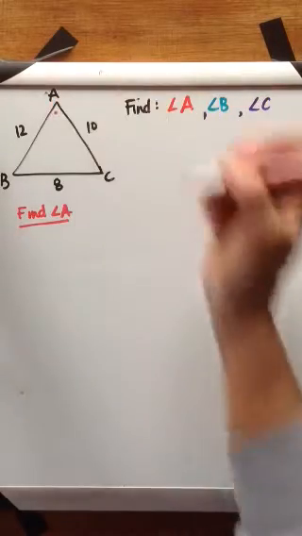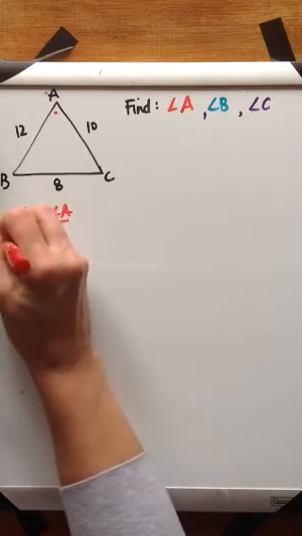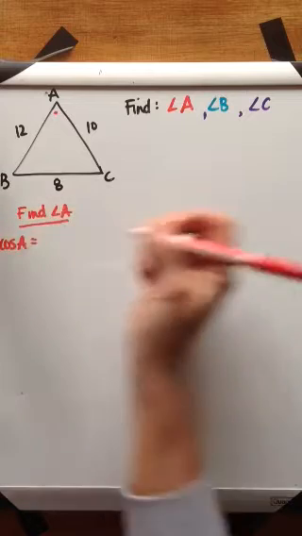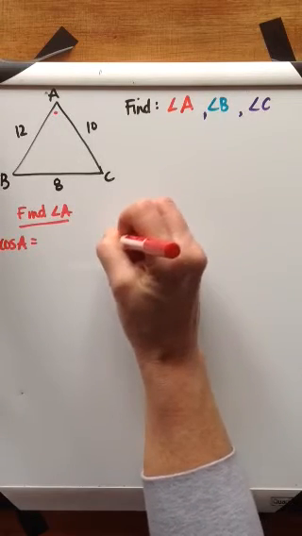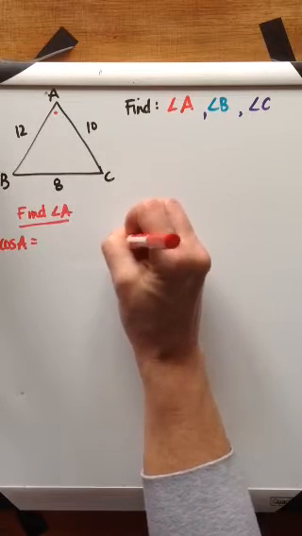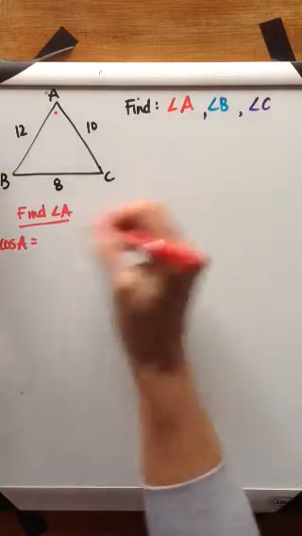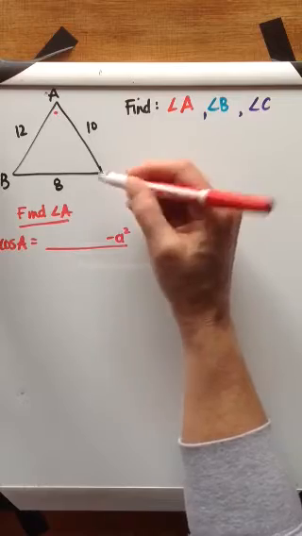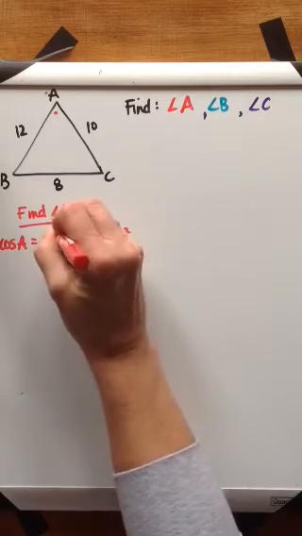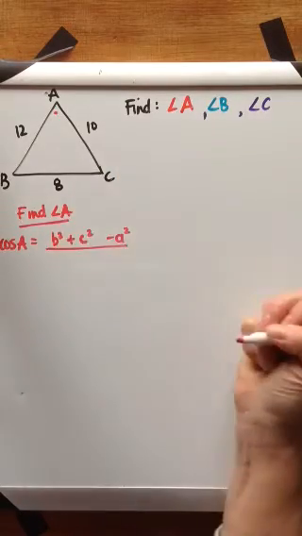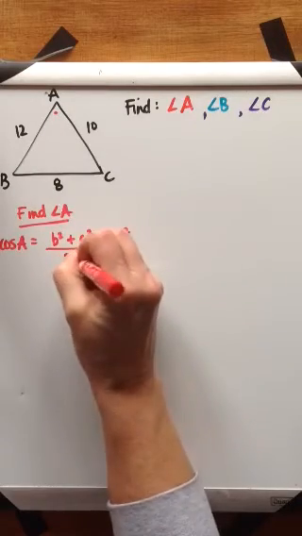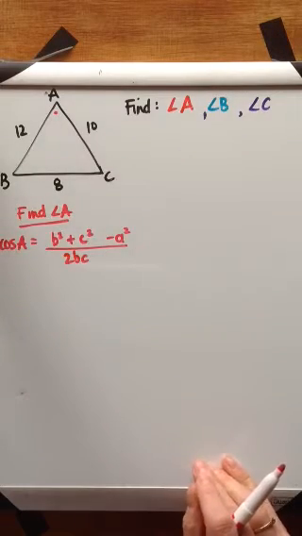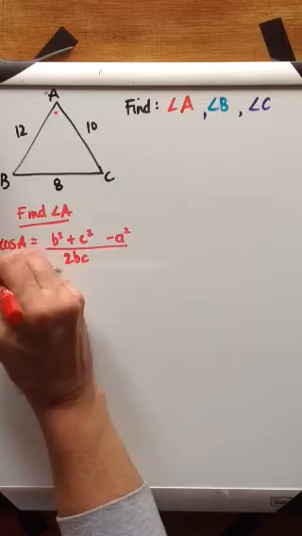So because we're starting with angle A, we can say that cosine A is equal to, and we can subtract little a squared over here. I'm going to do the general formula first and then we'll sub in some values, which means that little b and little c will go here, and little b and little c will go here. Let's go ahead and try it.